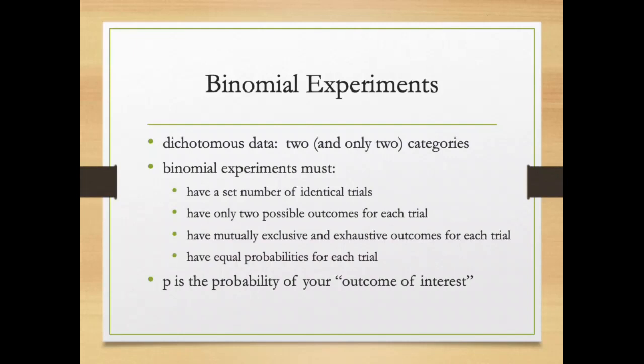As a result of the dichotomous outcomes being mutually exclusive and exhaustive, we can say that p plus q equals 1, where p is the proportion associated with the outcome of interest, and q is the proportion associated with the other outcome. Because p plus q equals 1, we know that q equals 1 minus p.